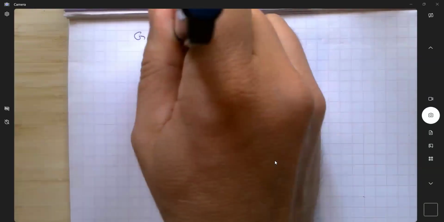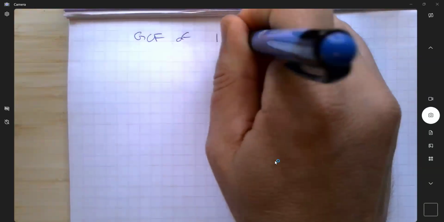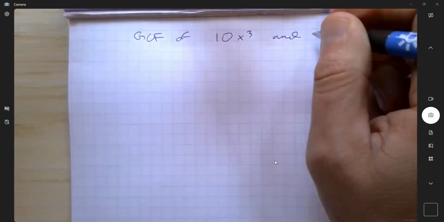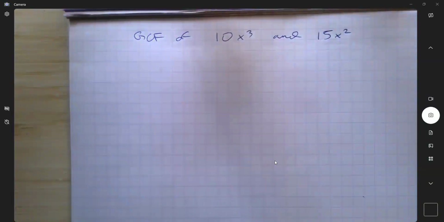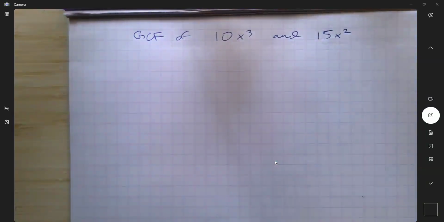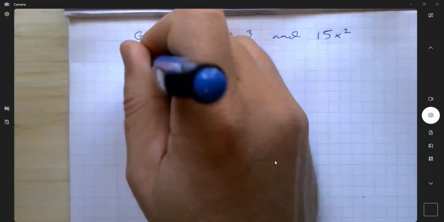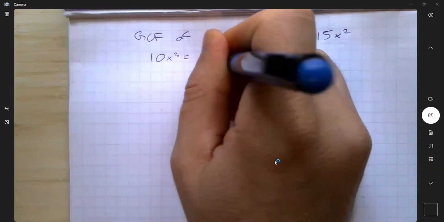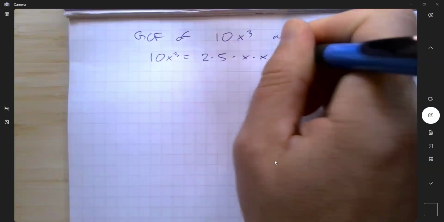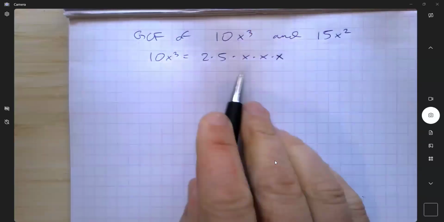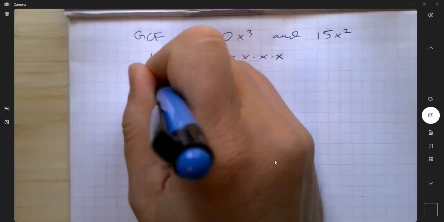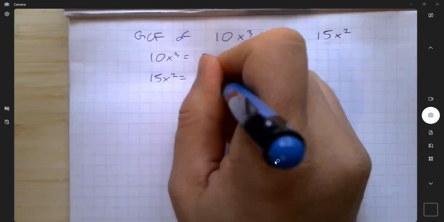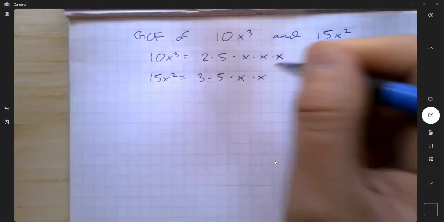Let's look at the greatest common factor of 10x cubed and 15x squared. We're going to use the exact same method here. We're going to write 10x cubed as a product of its primes. Well, 10x cubed is 2 times 5 times x times x times x. I don't know what the number x is, but I can list it 3 times as a multiple. And 15x squared is 3 times 5 times x times x.